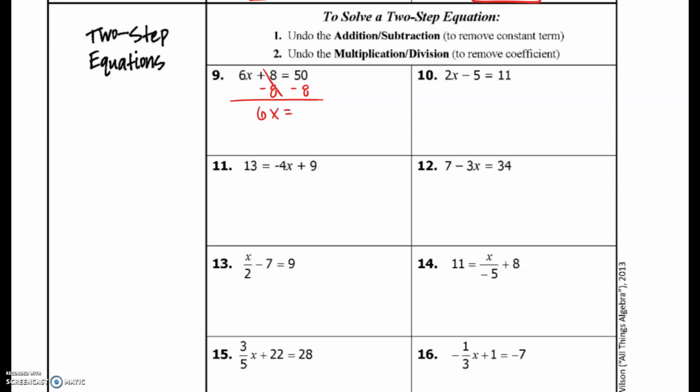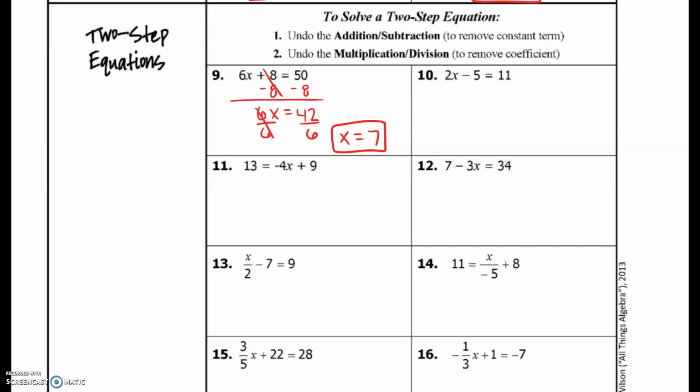50 minus 8 would result in 42. At this point, in step number 2, we will undo the multiplication and division in order to remove the coefficient. In order to undo multiplying by 6, we will divide both sides by 6. In this case, we will divide 42 by 6, and the result is x equals 7.